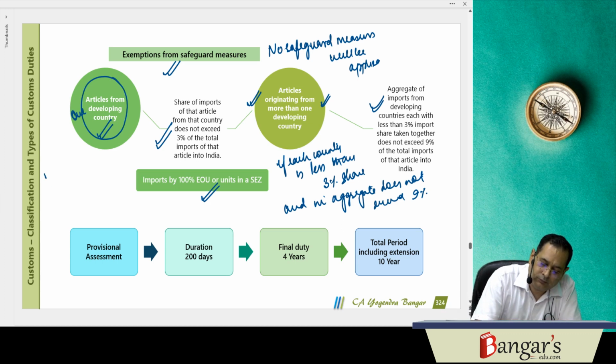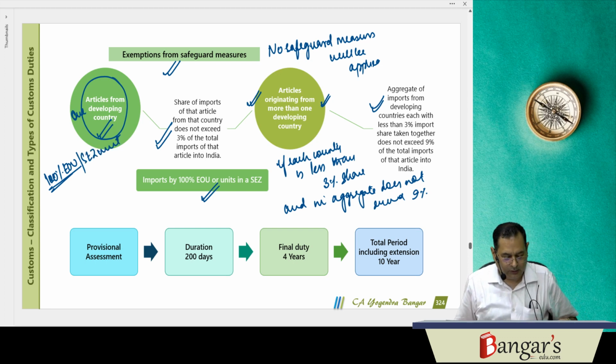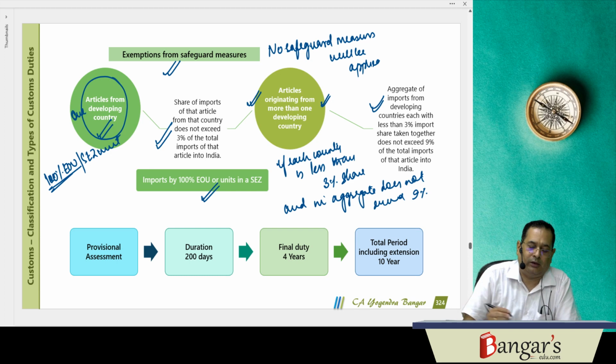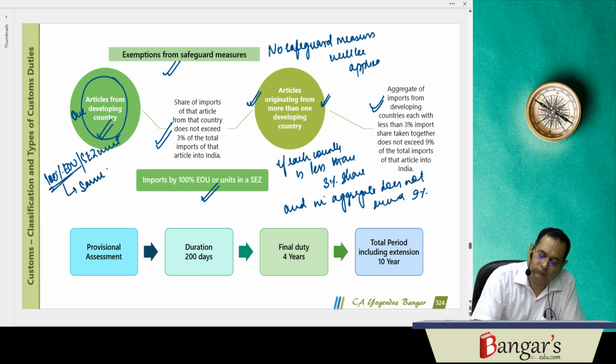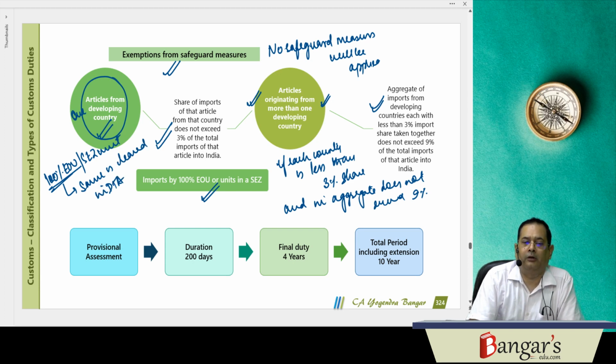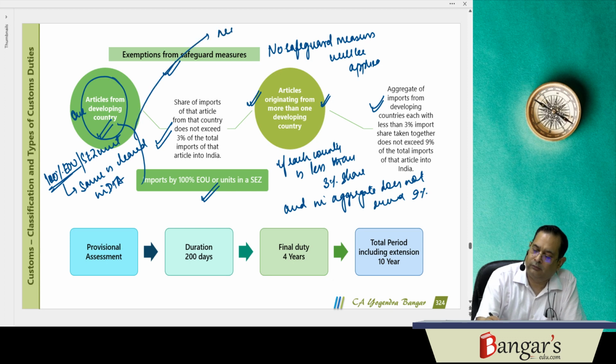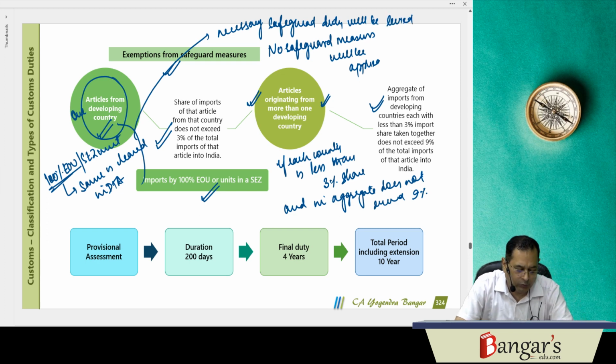But if from an EOU or from an SEZ unit, the same is cleared in the domestic tariff area, then necessary safeguard duty will be levied.